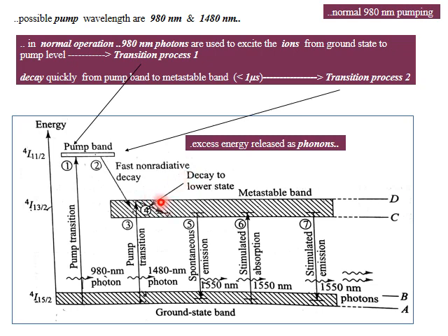Then that is transition process 2. That is called transition process 2. So during transition process 1, that is a pump transition, radiation is there. During transition process 2, the Er ions are going from the pump band to the metastable band, D layer. Where no radiation is there, that is called non-radiative decay. So here phonons are liberated, excess energy is released as phonons.